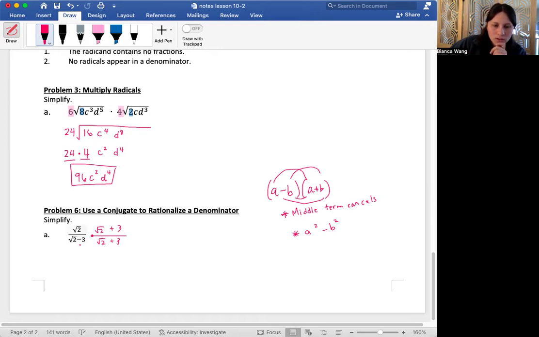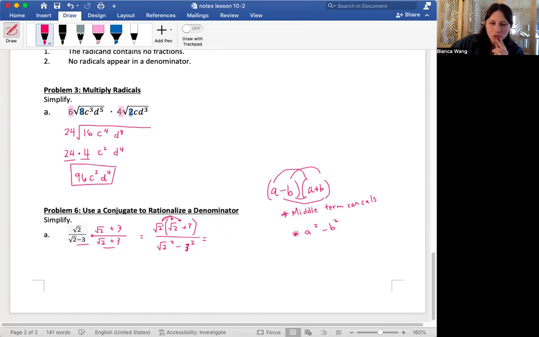What that's going to do is it's going to help me cancel some of this stuff out, especially my square roots. So when I multiply this, what I will have is square root of 2 times parentheses square root of 2 plus 3, because it's multiplying everything, over square root of 2 squared minus 3 squared. And now I can work this out.